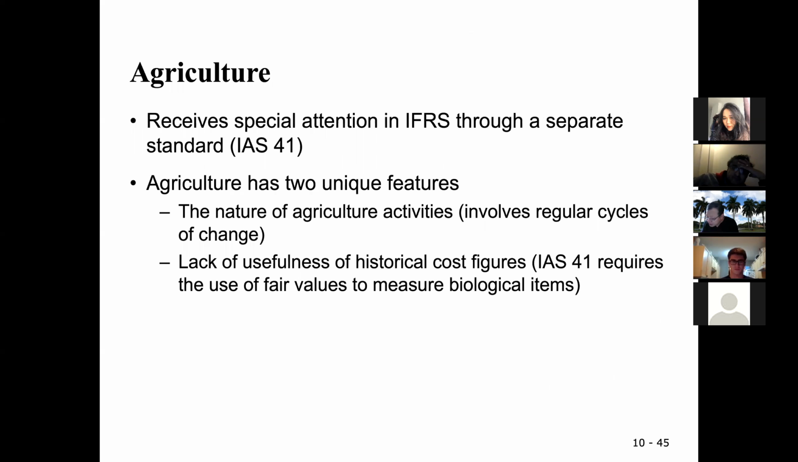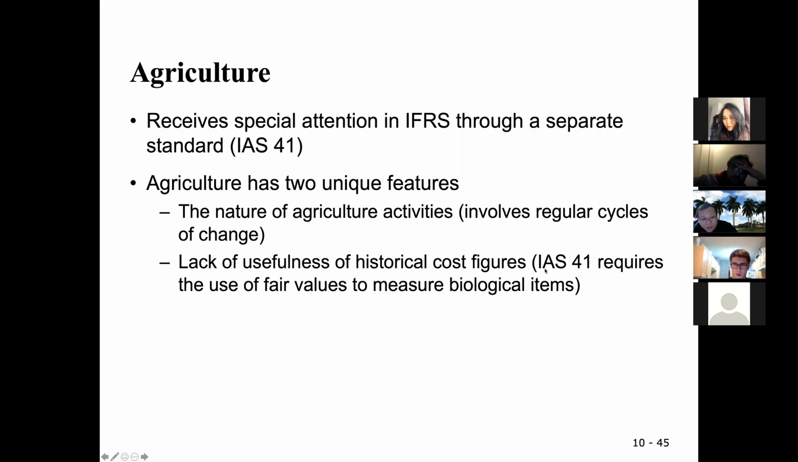Okay, I still want to keep some time. So 7:20, for agriculture. Agriculture is a separate accounting standard, because of the special industry. So IAS 41. It has two unique features: the nature of the agricultural activities, and regular cycles of change.